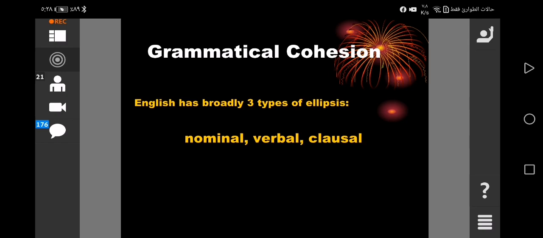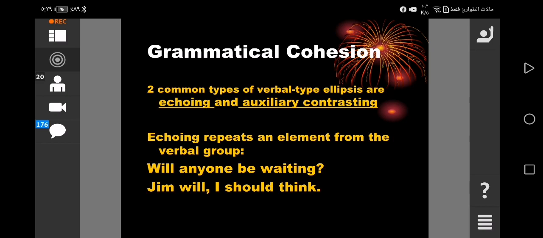Alright, English also has three types of ellipses: ellipses at nominal, verbal, and clausal levels. Two common types of verbal ellipses are echoing and auxiliary contrasting. Echoing refers to when the same expression is repeated. Auxiliary contrasting is when the auxiliary changes.